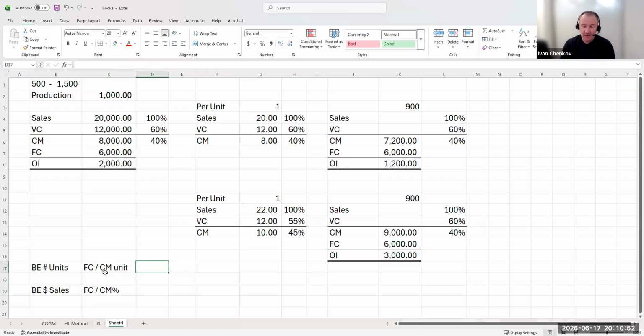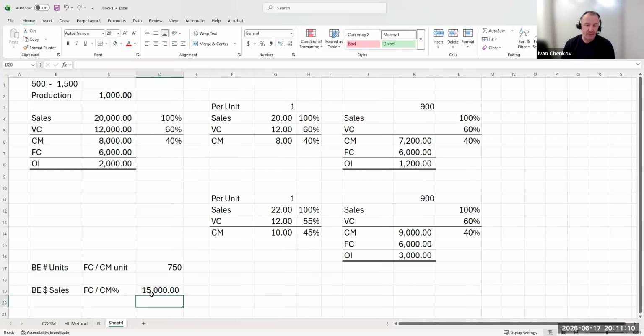So what you have to do here, get the fixed cost divided by the contribution margin per unit, 750 units break even. Total sales is going to be fixed cost divided by contribution margin ratio. That's going to give you the number which is equal to $15,000. Why? Because 40% of the $15,000 is going to give you exactly $6,000, which covers your fixed cost and your break even.